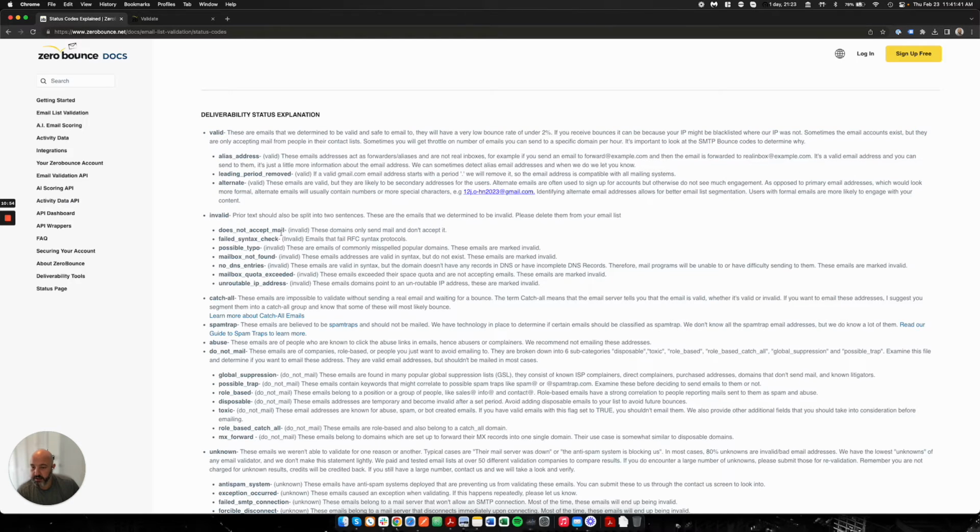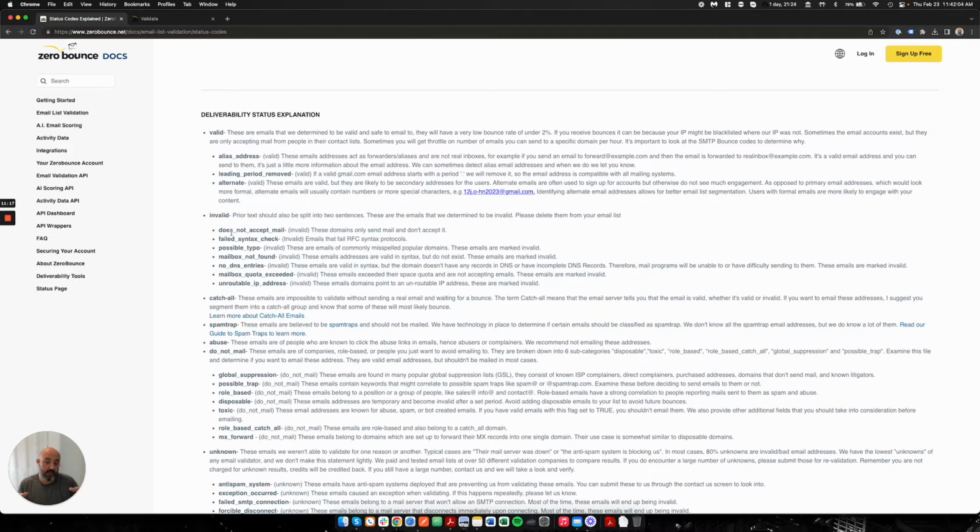For invalids, this will break down into some multiple reasons, but again, you don't want to send to any of these. Here's some of the reasons why we would get invalid. So it's not accepting mail. These might be set up through DNS checks where the mail server does not allow us to send any mail to it. They only send mail outbound. They do not accept anything inbound. And so you don't want to mail towards it.